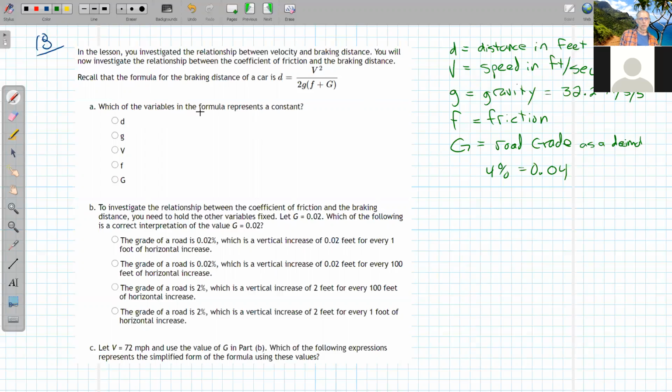So which of the variables in the formula represents a constant? In a situation like this, the distance depends on the speed, and the speed could be anything. So those two are definitely variables. The friction depends on the tires and the weather, so that's variable. And the grade could be any slope on the road. So the only constant we have here is gravity. On the surface of the Earth, it's pretty steady at 32.2 feet per second. So g is constant on the surface of the Earth.